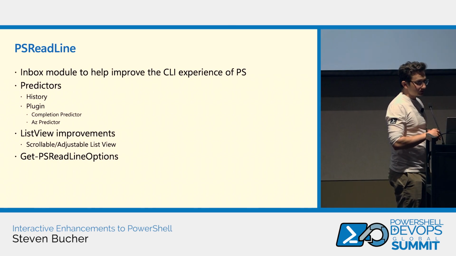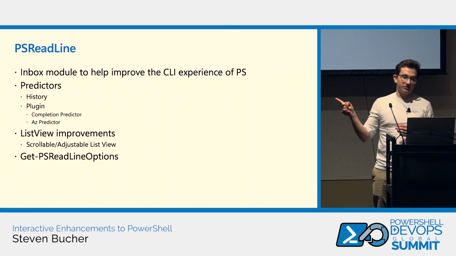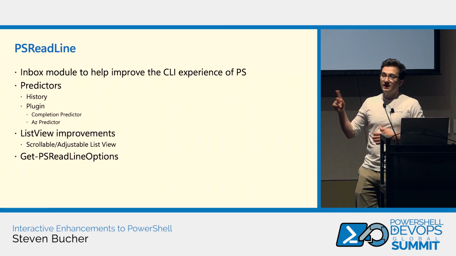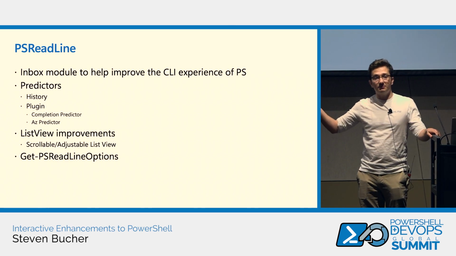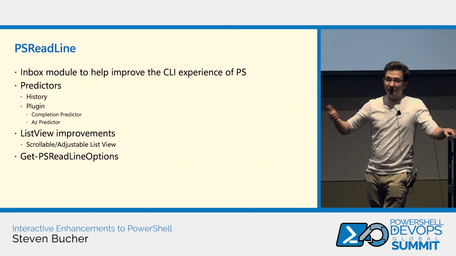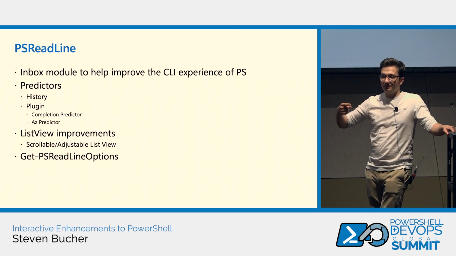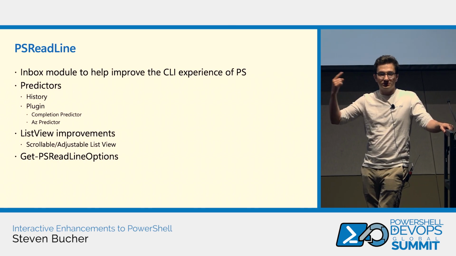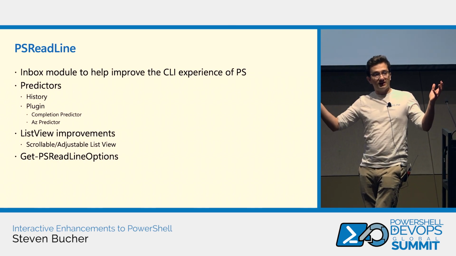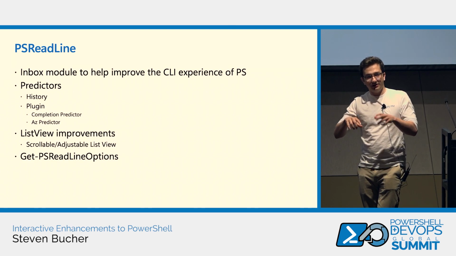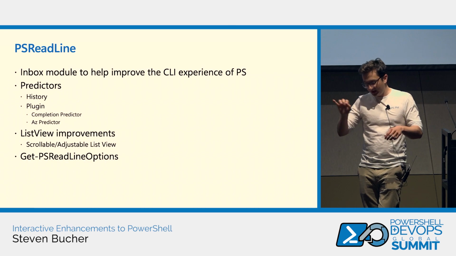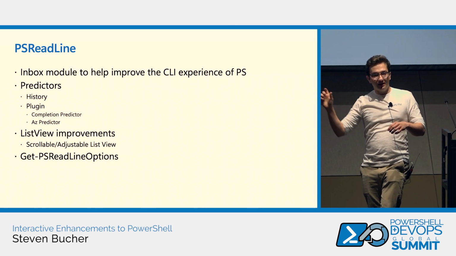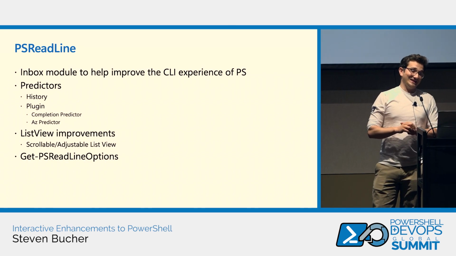So we have two kinds of predictors. We have the history predictor, and then we have plugin predictors. History is pretty straightforward. It just tries to predict what you're going to type based on what you've previously typed, right? I'm sure you've run all sorts of the same commands over and over again. And so it's just easier when you have those longer commands, instead of typing them out or going up arrow like a million times to try to find it again. Start typing it, hit the right arrow key, and you'll get the whole thing accepted that easily.